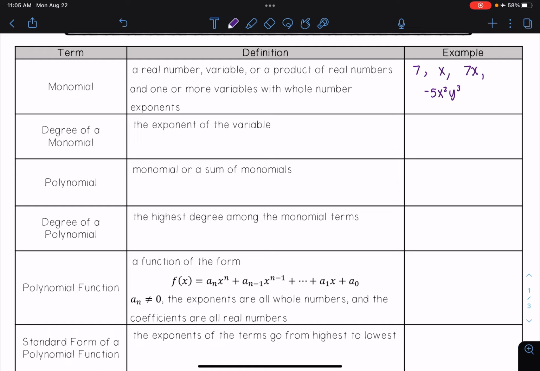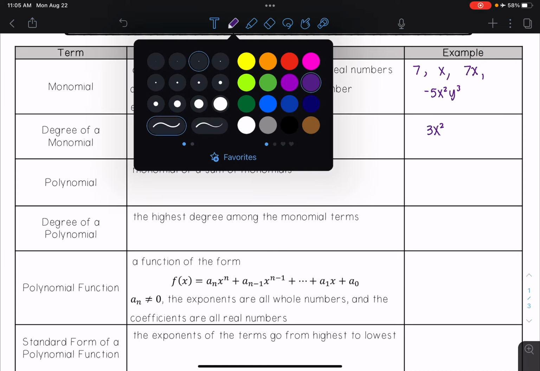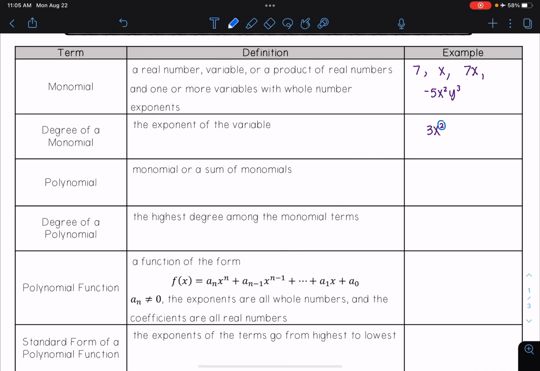The degree of a monomial is the exponent of the variable. So for instance, if I had 3x squared, my degree would be 2.